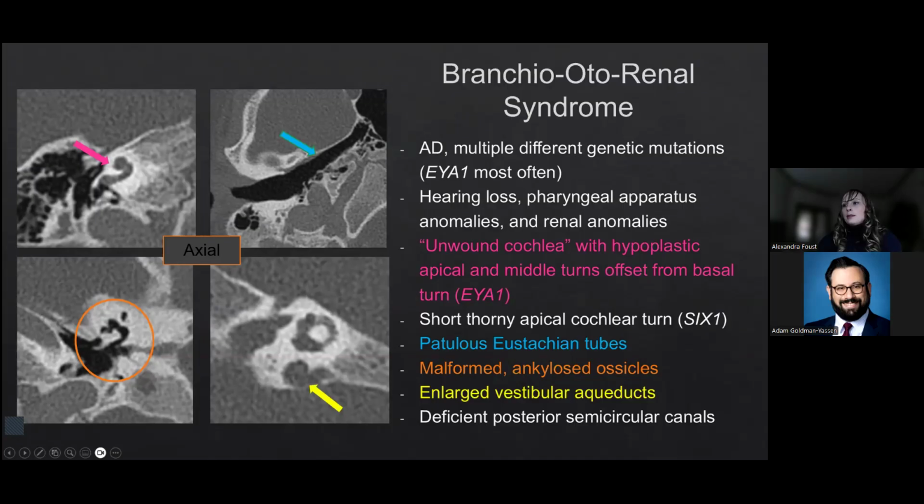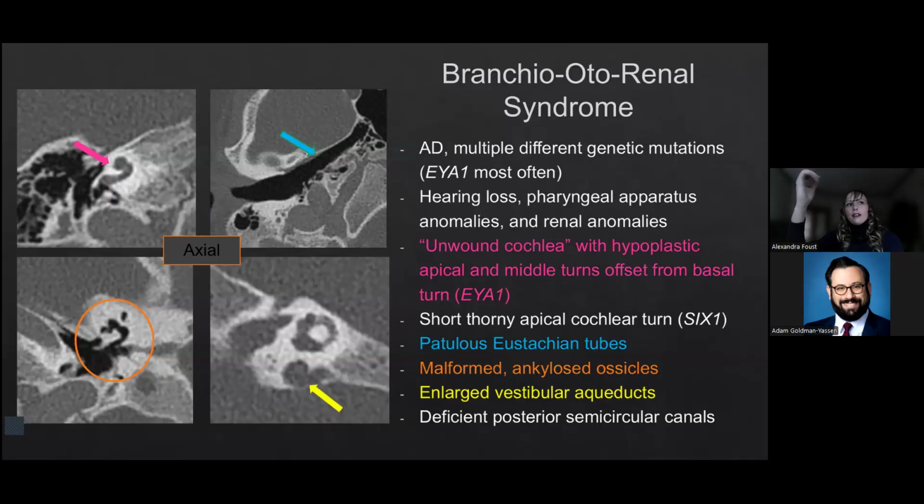But the CT appearance for the temporal bone can be kind of striking, and so you might be the first person to bring this up, particularly if you happen to have soft tissue windows and you also notice a duplicated external auditory canal or some other branchial apparatus anomaly on the same study. For the temporal bone, the cochlea, specifically with the EYA1 mutation group, has the unwound cochlear hypoplasia appearance, where you have a normal looking basal turn of the cochlea, but then the apical and middle turns are too small and they're not differentiated well from each other.